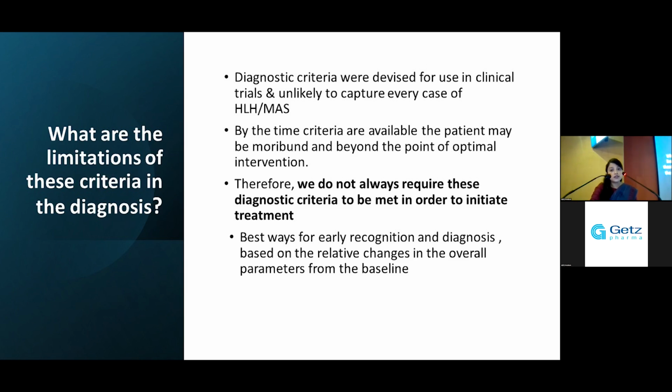Moving on to more about the diagnostic criteria. These criteria were actually devised for use in clinical trials and are unlikely to capture every case of HLH or MAS. And by the time the criteria are met, the patient may be beyond the point of optimal intervention. Therefore, we do not always need to require these diagnostic criteria to initiate treatment. The best way to early recognition is to look at the relative trend of dropping counts as well as the rise of ferritin.